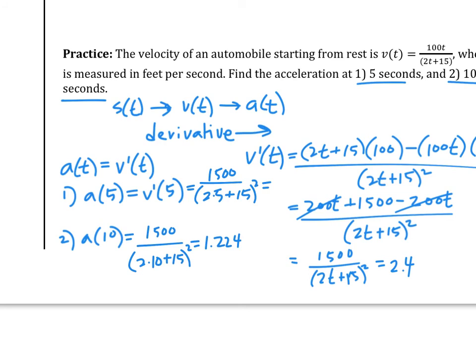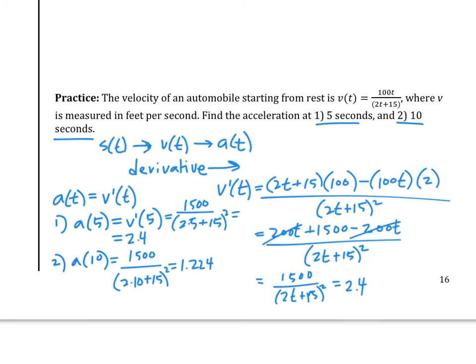Now let's talk about units. So it tells us that velocity is measured in feet per second. So now if we're finding acceleration, we're taking the derivative. So when we take the derivative, remember, slope is derivative, right? So it's change of y over change in x. So if you have velocity versus time, and we are saying velocity, hopefully this will make sense. Velocity is feet per second, and time is seconds.